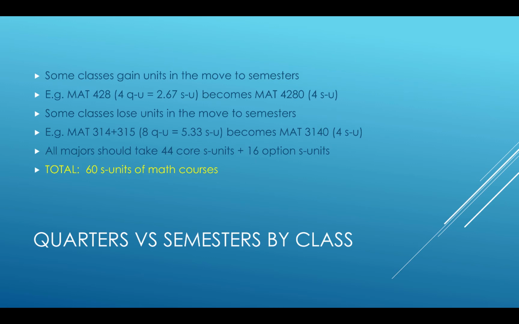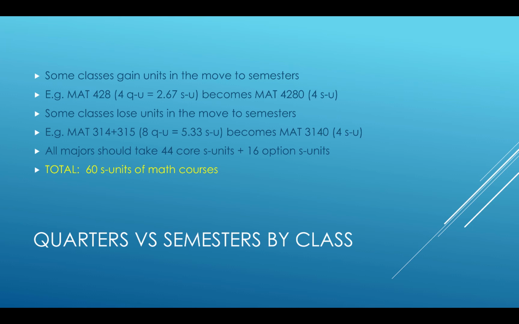All majors should be taking 44 core semester units and 16 option semester units. Students who come in as semester students, students who start next fall, will be taking 44 core semester units and 16 option semester units. Students who graduate entirely on quarters, those of you who are going to leave us before we go to semesters, you're also taking roughly the equivalent of this 44 core and 16 option.